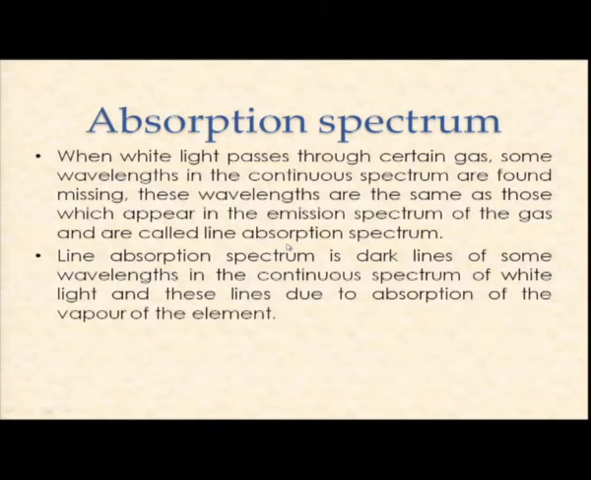Line absorption spectrum is dark lines of some wavelengths in the continuous spectrum of white light, and these lines are due to absorption of vapor of the element present in a particular region. Using this concept, elements present in celestial bodies are revealed or analyzed.